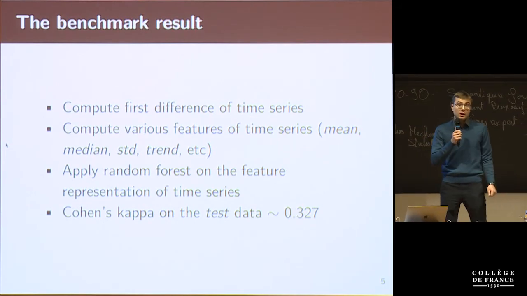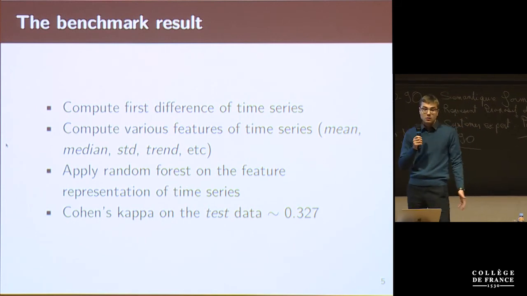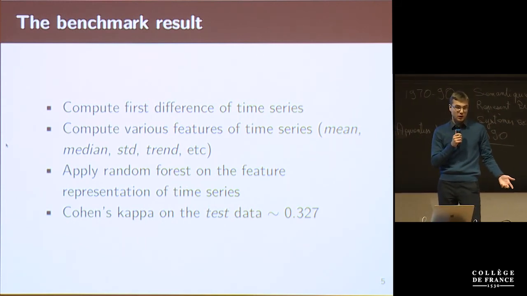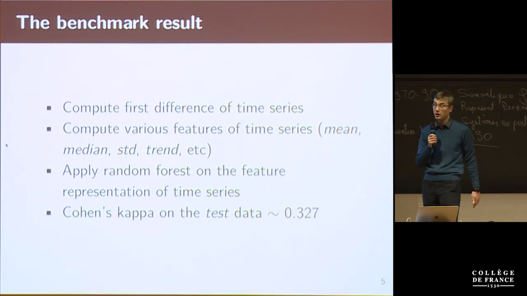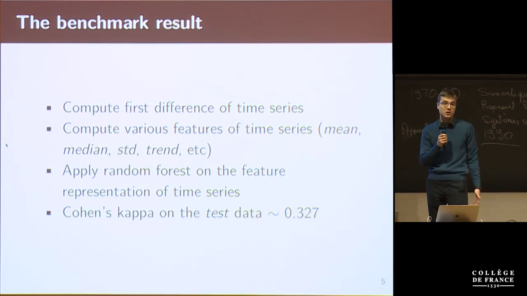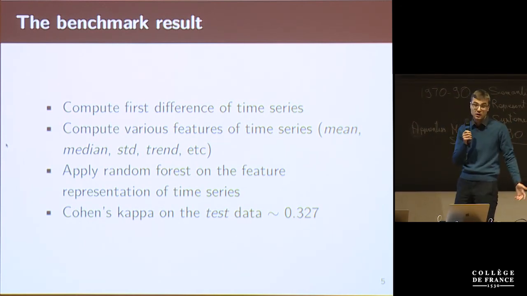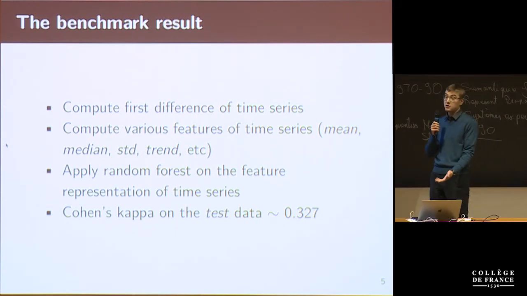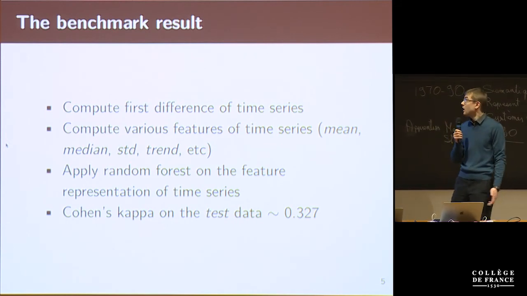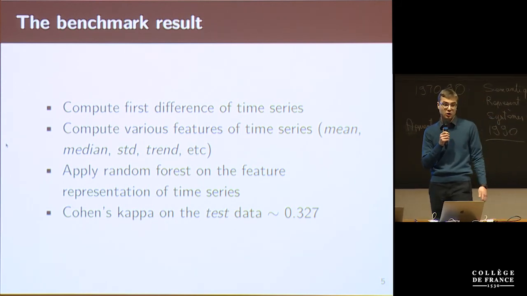To help you get started, here are some ideas that we used in our benchmark model. Take the time series of neuron activation times and compute the first difference, so you go from a sequence of times to a sequence of intervals between activations. Then featurize this time series, computing various features like mean, standard deviation, median, trend, etc. Then use a baseline classification model, such as random forest, on this featurized time series. This simple approach gives you a Kappa score around 0.3.